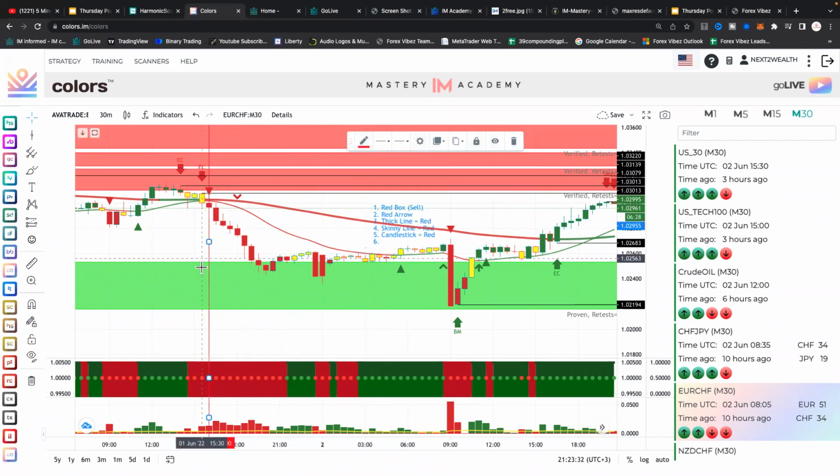So now I want to come down a step further. I'm not worried about the green box. I'm not looking for buys anyway. What I like about the colors scanner is that instead of me going from time frame to time frame to line them all up, it gives them to me right here. It gives me my highest time frame, my current time frame, which is 30 minutes, right? It gives me everything right here. So I want to line up. I want to see everything red.